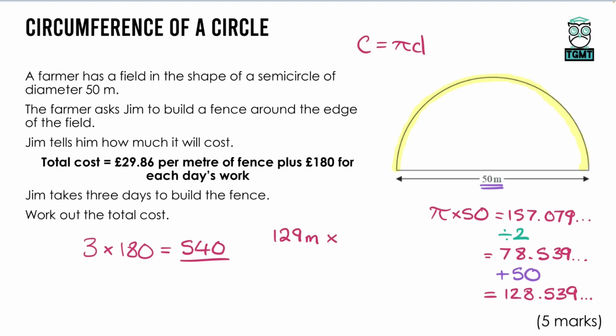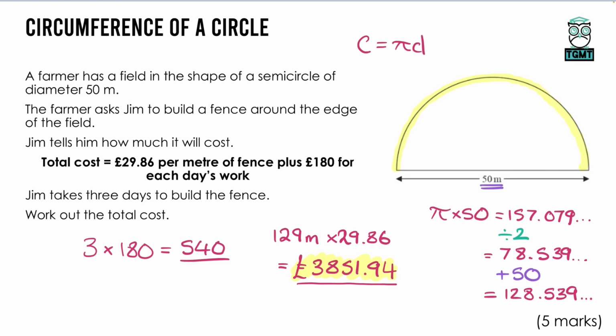It costs £29.86 per metre, so we'll times that by the 29.86. So if we do 129 times £29.86, that comes out as £3,851.94. And that is the cost for the fence.